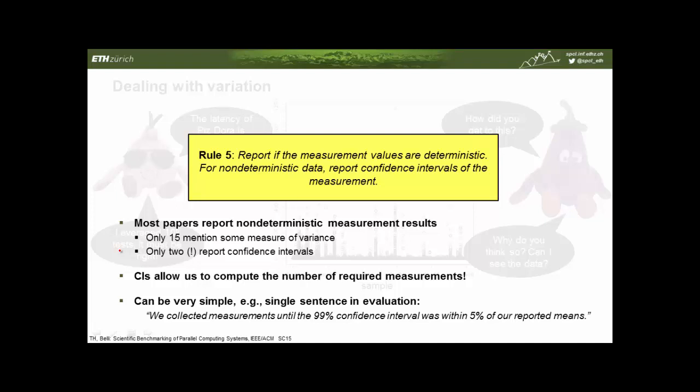Right? So if you do not report a measure of variance, I can basically tell you that you could have measured something completely by chance. Right? You can give me no evidence. And only 2 report confidence intervals, and both of them report the wrong confidence interval. So we'll get to this in a minute. So essentially all of them are wrong. Right? All of the 95. There's no single paper that does this right.